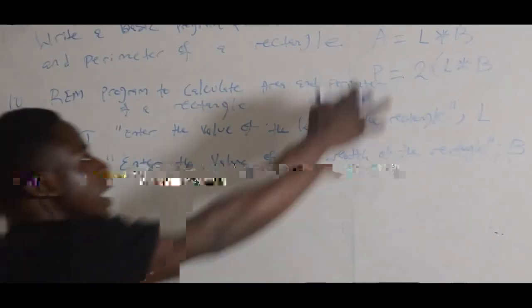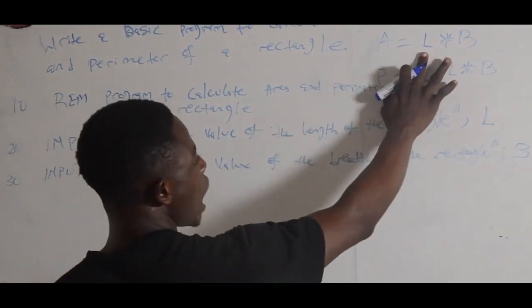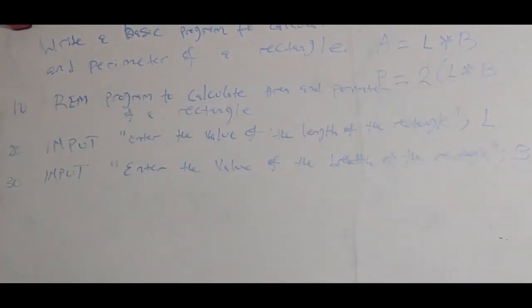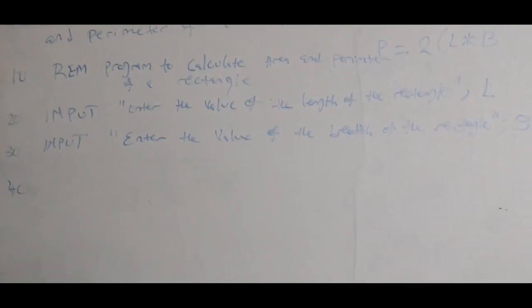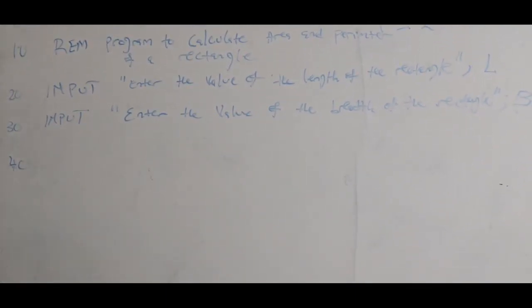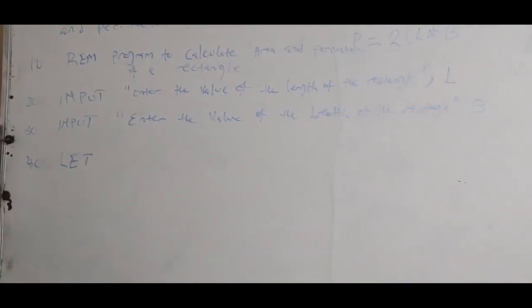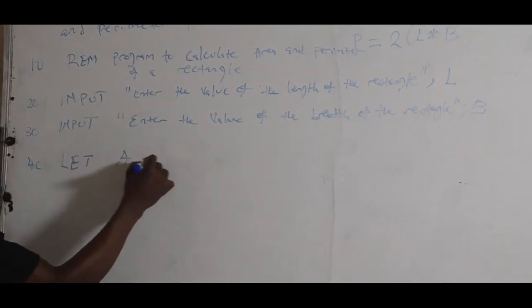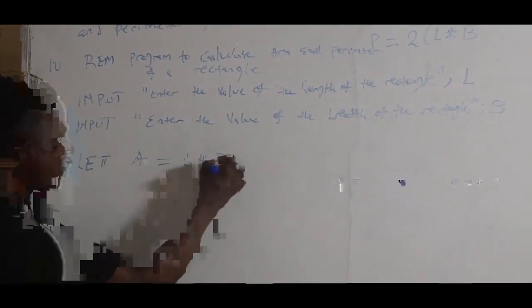What else? We have to find our area. To find the area, we know that the formula is L times breadth, which is length times breadth. So now we come to line 40. Our line 40 will be LET A equal to L multiplied by B. So that's it. We have our area.